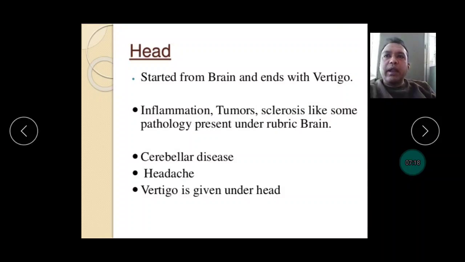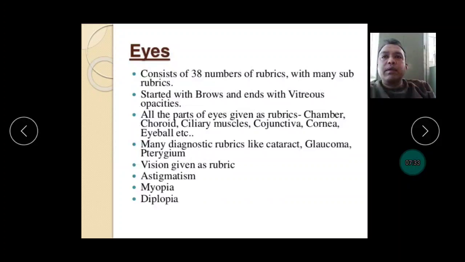Now head again starts from brain and ends with vertigo. Inflammation, tumors, sclerosis, like some brain pathology, are present under the rubric brain. Cellular diseases, cerebral diseases, headache, vertigo are given under this heading. Okay, eyes consist of 38 rubrics, starting with brows and ending with vitreous opacities. All parts of the eyes are given under chamber, choroid, ciliary muscles, conjunctiva, cornea, eyeball, etc.